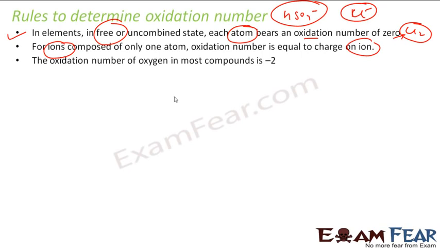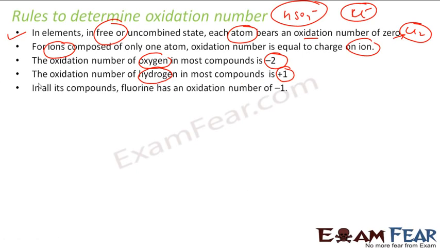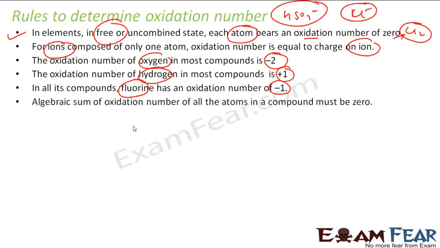For this, if it is Cl2, the oxidation number is 0. Correct. The oxidation number of oxygen in most cases is -2. There are exceptions to it, we'll discuss that. The oxidation number of hydrogen in most compounds is +1. Again, there's an exception to this, we'll discuss that. The oxidation number of fluorine is -1, and for other halogens it can vary. We'll discuss this in detail.